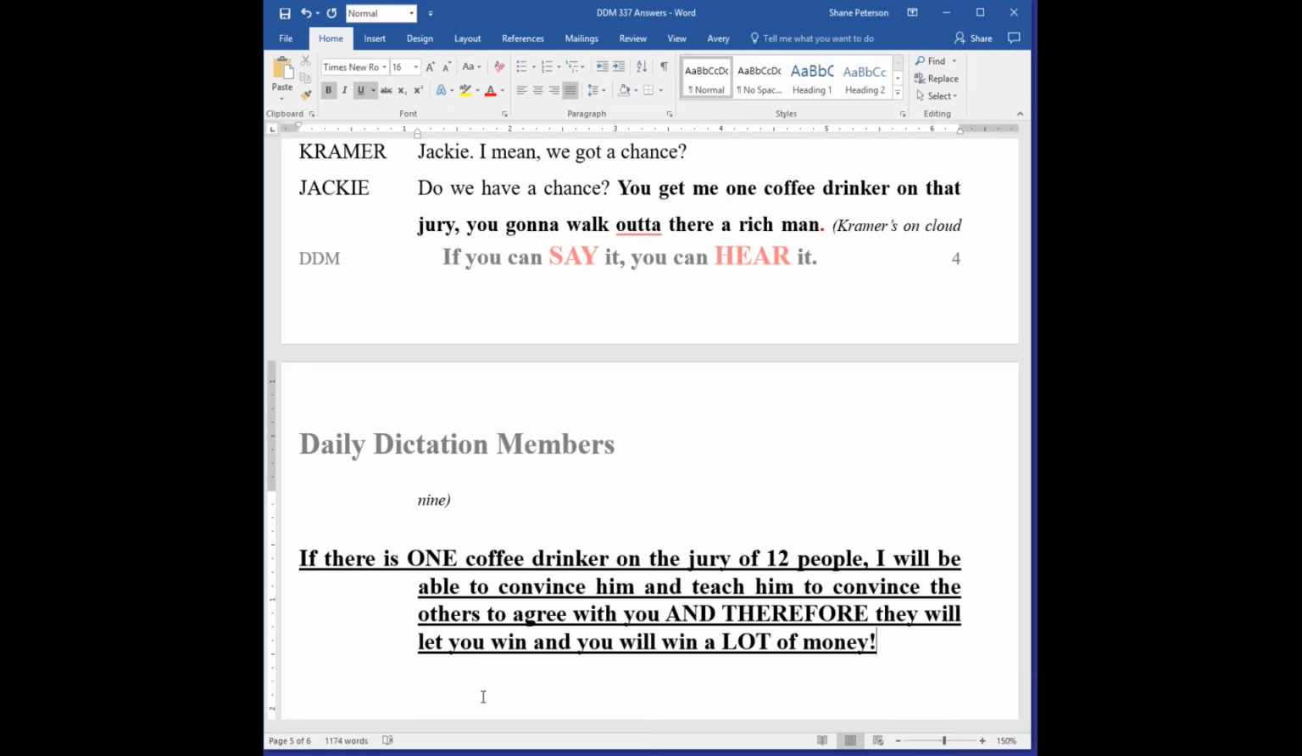So all of that nuance is right there. You get me one coffee drinker on that jury. The key verb is get, okay? And get implies opportunity for me. So if I have that opportunity, then the nuance is I will convince him and he will convince the others, and boom, you're going to win. And when you leave the court, you're going to walk out of the courthouse a rich man.